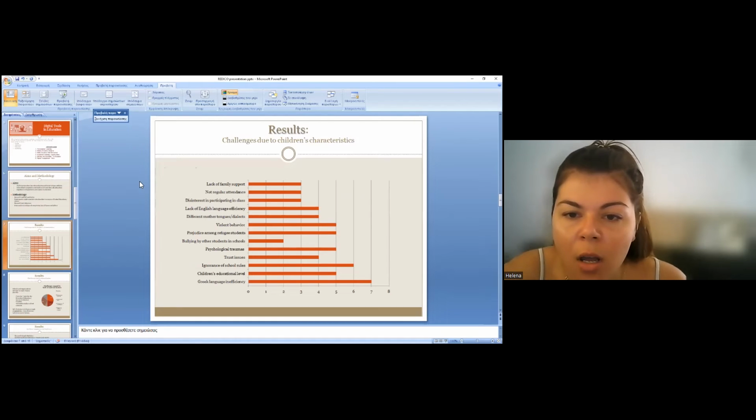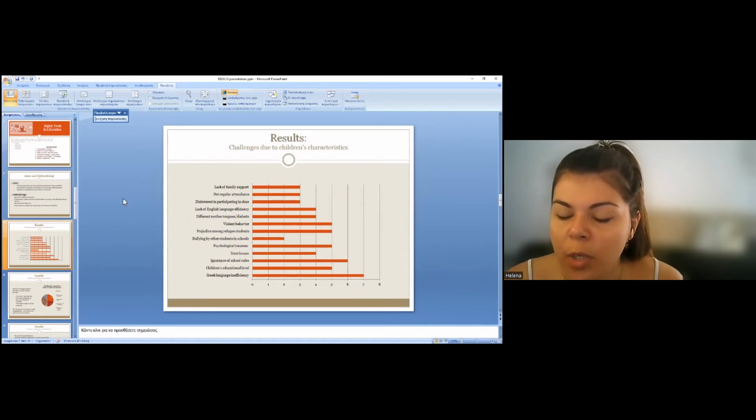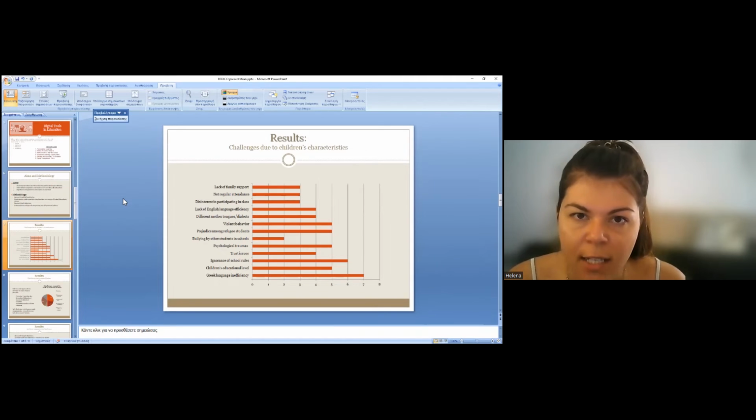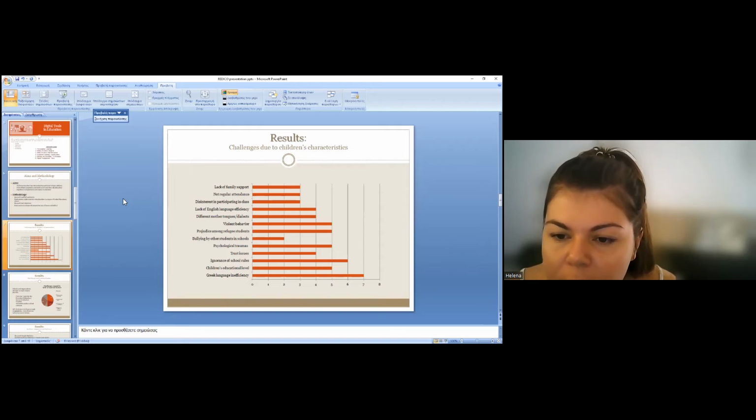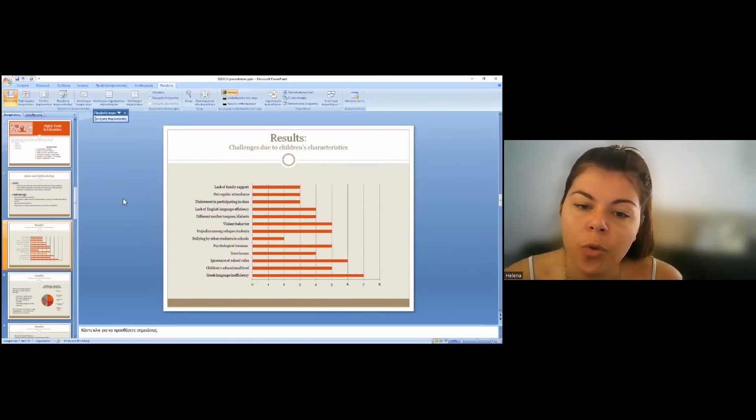As you can see here, there were 8 participants, as I said, and 7 out of 8 participants said that the refugee students had inefficiency in Greek language. They did not know almost anything about Greek language, and they could not communicate in class. So this definitely makes things really difficult for them to cooperate. At a lower level, but still important, 6 out of 8 teachers mentioned that children did not know the school rules. They had ignorance of school rules.